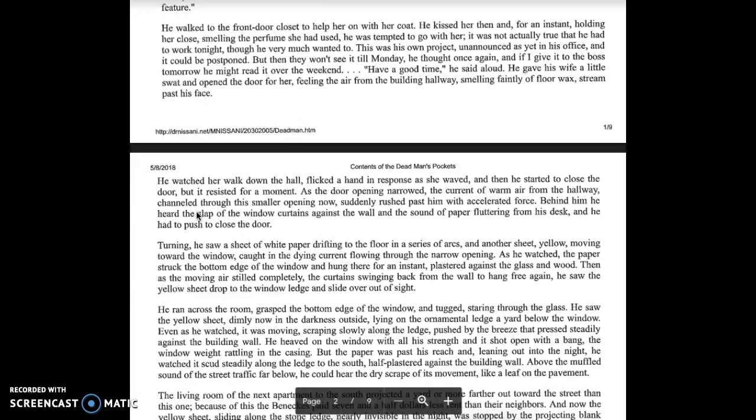He kissed her, and then, for an instant, holding her close, smelling the perfume she had used, he was tempted to go with her. It was not actually true that he had to work tonight, though he very much wanted to. This was his own project, unannounced as yet in his office, and it could be postponed. But then, you won't see it till Monday, he thought once again, and if I give it to the boss tomorrow, he might read it over the weekend. "Have a good time," he said aloud.